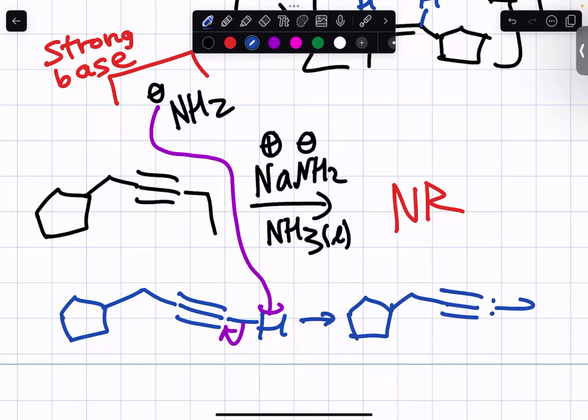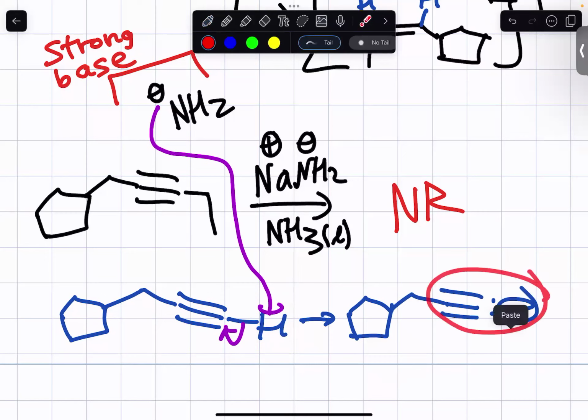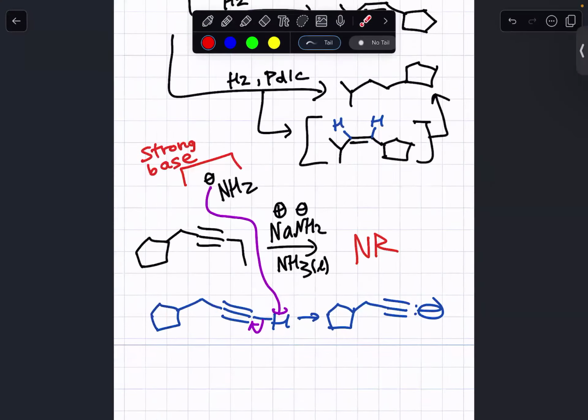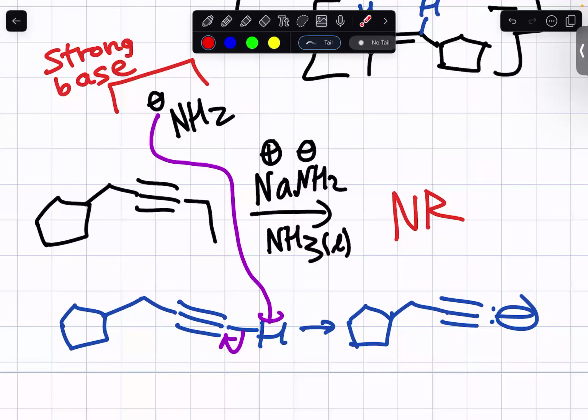Okay, cool. And then once we get this alkyne anion, that could do a whole lot of things. It could do an acid-base reaction, SN2, E2, epoxide opening in basic conditions, nucleophilic addition to a carbonyl. It's that flowchart with the 5 different arrows.